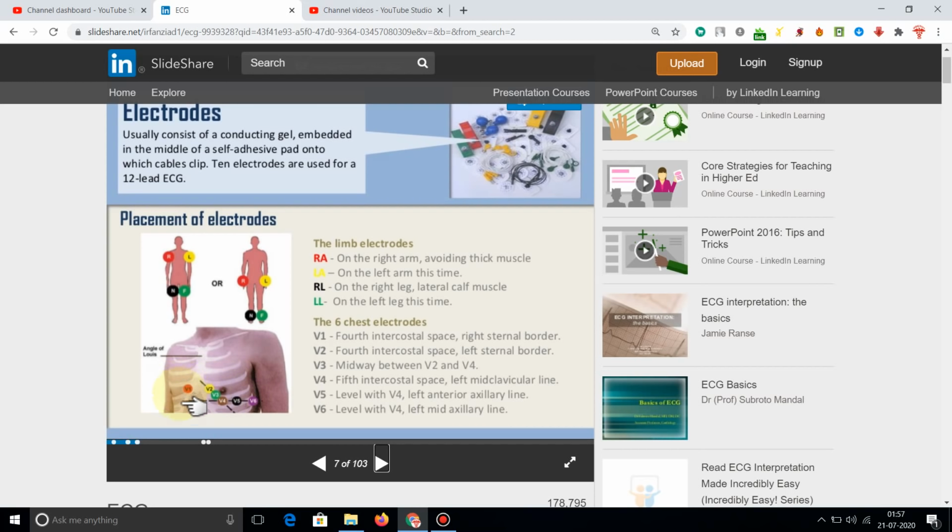So V1 is on the right sternal border and V2 is on the left sternal border. V3 is midway between V2 and V4. V4 is in the fifth intercostal space, mid-clavicular line. V5 is at the level of V4, left anterior axillary line, and V6 is at the level of V4, left mid-axillary line.